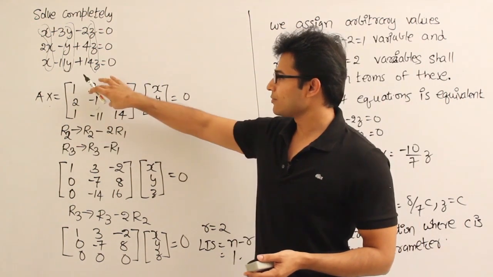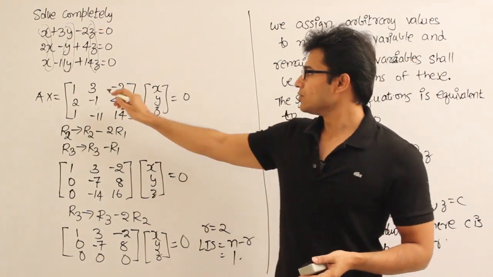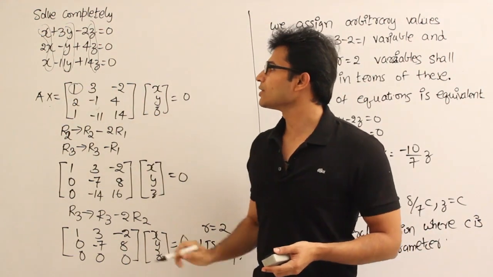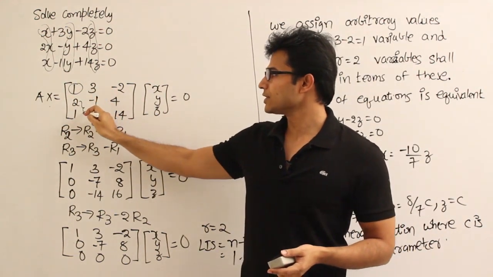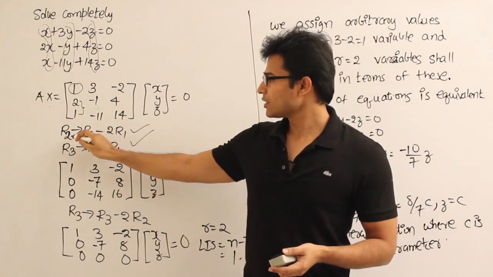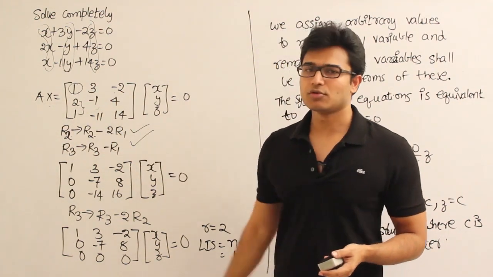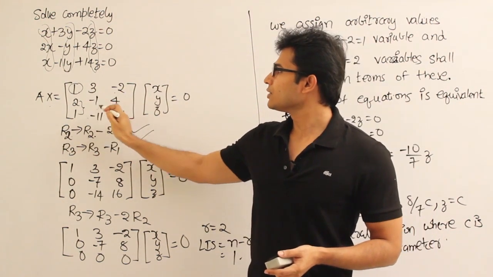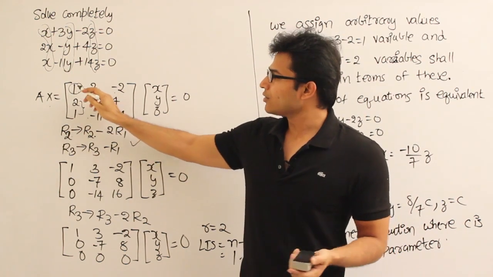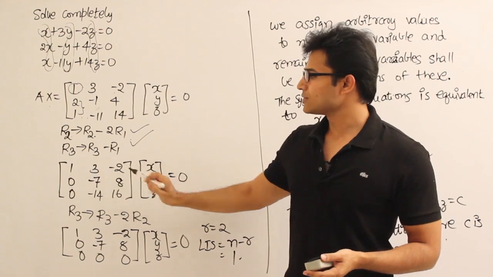So I am going to take this and convert it like this. Using the first element, I want to make these two elements zeros. For that reason, I am applying these two transformations. From row 2, multiply row 1 with 2 and subtract it from row 2, and from row 3, no need to multiply, you can directly subtract row 1. Then I got this one.